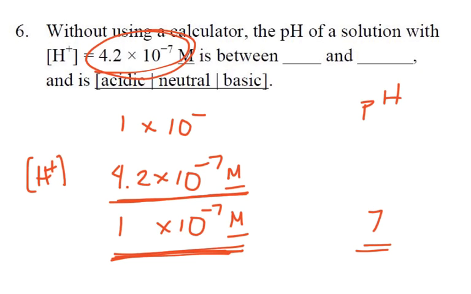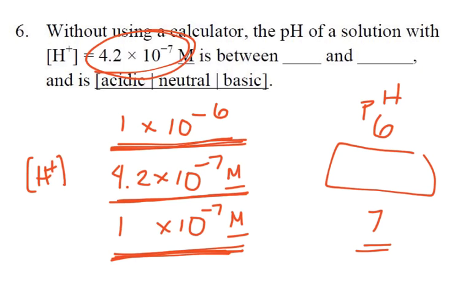But if I say, well, what's just higher than 4.2 times 10 to the minus 7? It's going to be 1 times 10 to the negative 6. Now, at first glance, you might think that's 8, because 8 looks like it's larger than 7. But remember, these are negative exponents. So larger than negative 7 is negative 6. So 1 times 10 to the minus 6, so the pH for that would be 6. So we know that our answer here is going to be somewhere between 6 and 7. And anything less than 7, we know is going to be acidic. And that's the quick check.